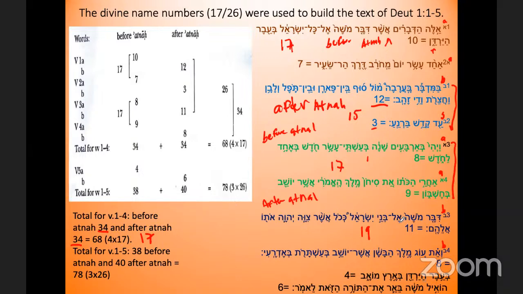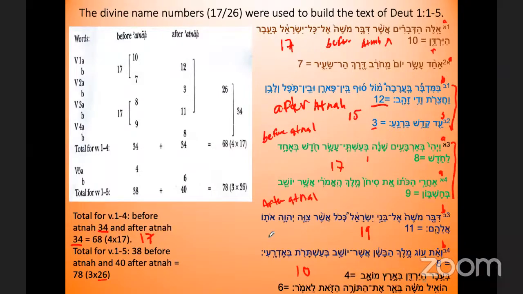And then we have verse 5 by itself. So we have 4 words and 6 words, 5a and b. So we get 10. So for the total of verses 1 through 5, we end up with 38 words before Atna and 40 after Atna, which gives us 78. And we end up with a divine number 26. So 3 times 26 is 78. I know it's kind of a little bit of a brain twister, and you'll probably have to watch this part a few more times.